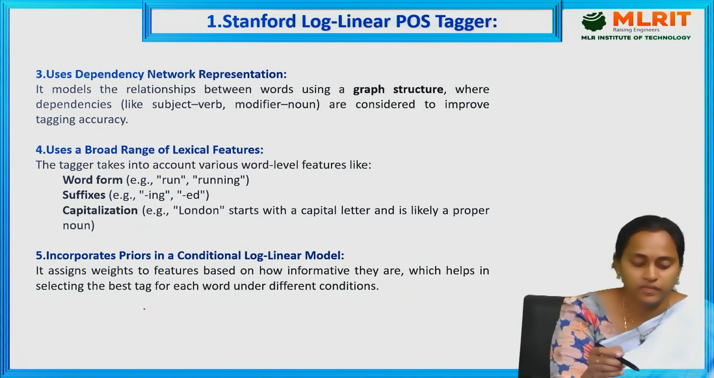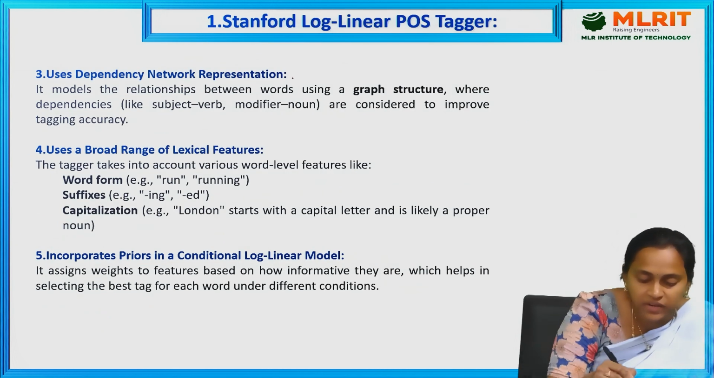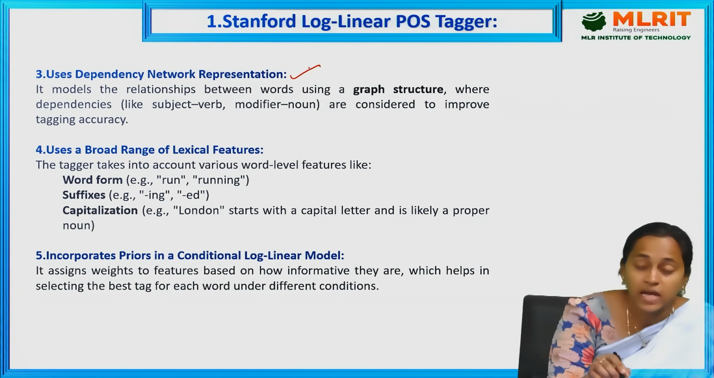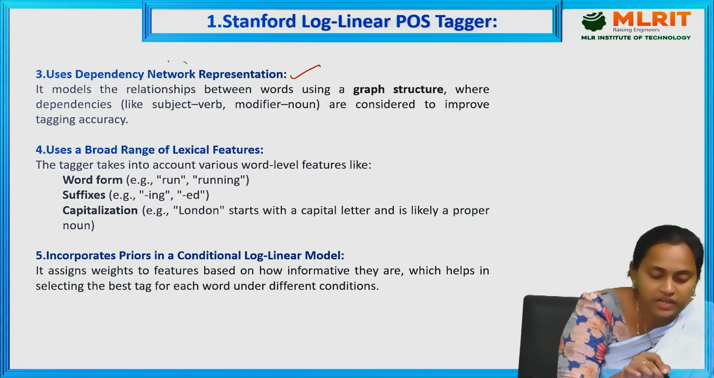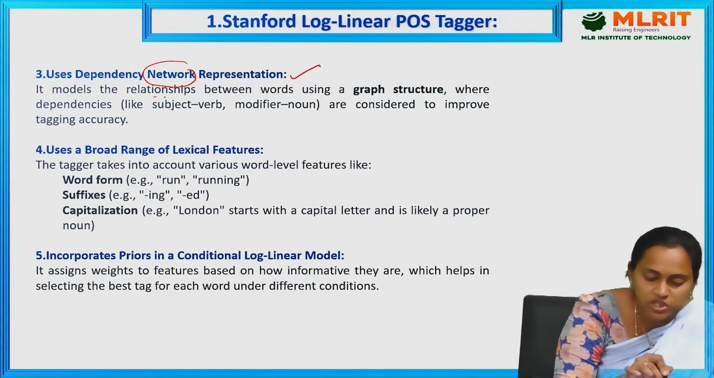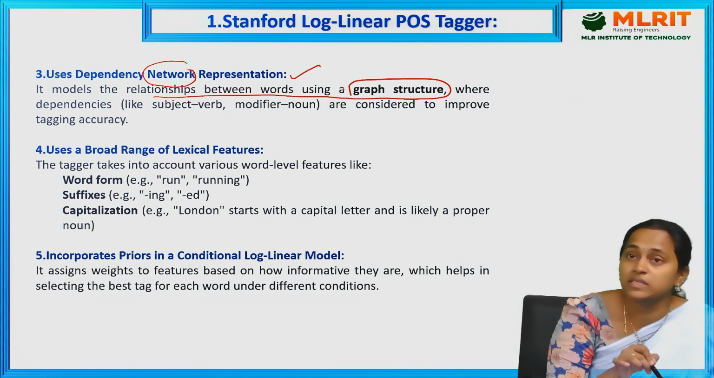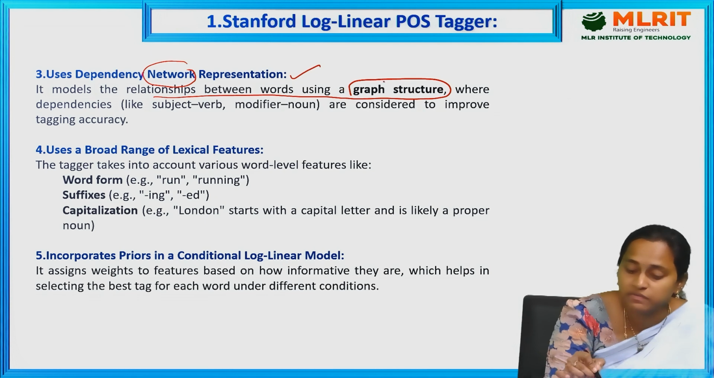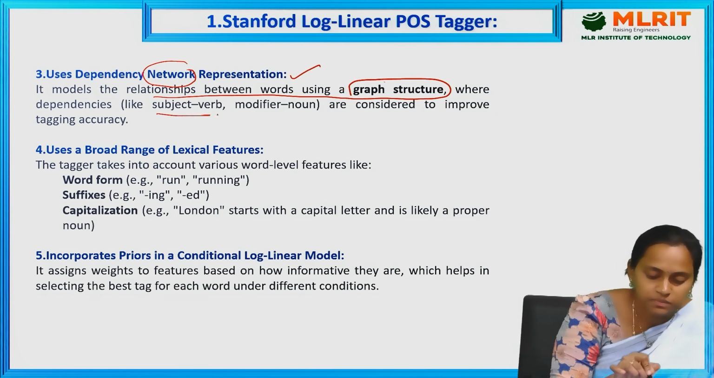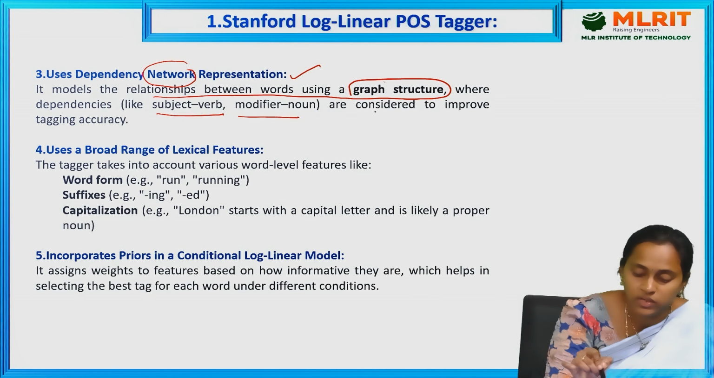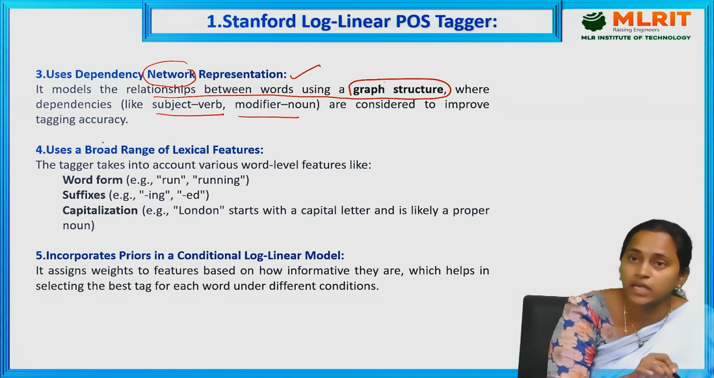Next, see the third one. It uses dependency network representation. The Stanford log linear POS tagger uses a dependency network representation. It models relationships between the words using some graph structure. In this dependency network, we follow the graph structure, like subject to verb, modifier to noun. That means we improve the tagging accuracy.